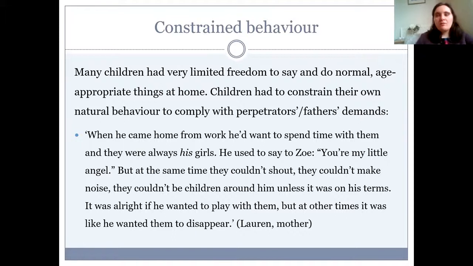And this mum described how the children had been left really anxious by this because they could never tell whether he was wanting them to switch on and be little angels and play with him, or whether he was wanting them to disappear, make no noise, blend into the wallpaper.